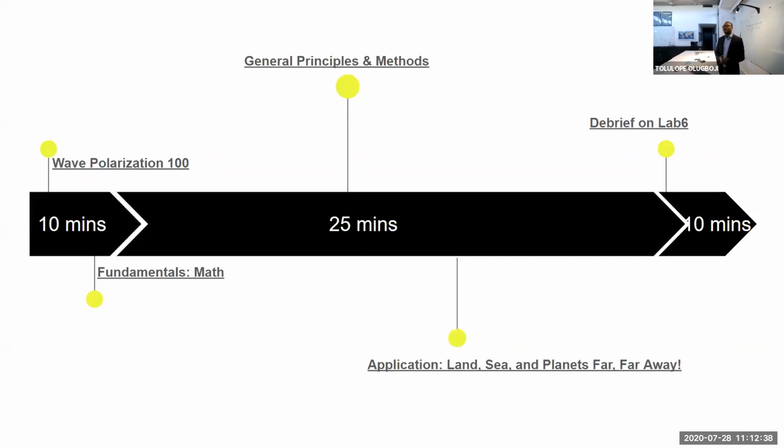So I'll give an overview of what we're going to learn today. In the beginning, we'll talk about wave polarization in general. So wave polarization 100 or wave polarization 001. We'll review the fundamental math, or physics, behind seismic wave polarization in particular. And then I'll go over some applications, trying to draw out basic general principles and methods that we can use to identify or compute seismic wave polarization.